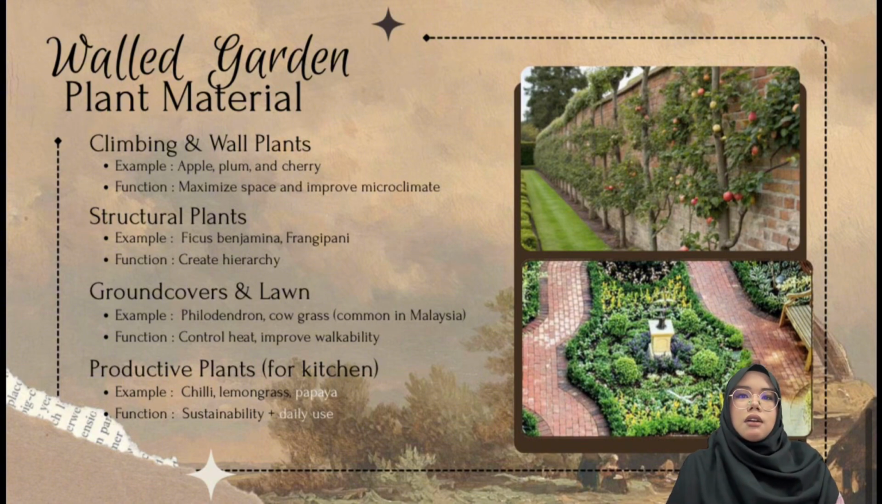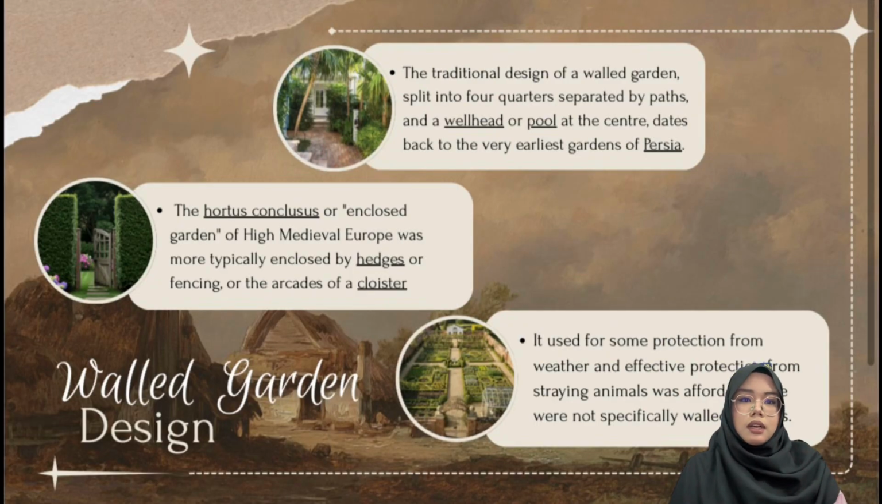The next is ground covers and lawn, for example, philodendron or cow grass, which is common in Malaysia. The function is to control heat and improve walkability. Last but not least, productive plants for the kitchen, for example, chili, lemongrass, and papaya, and the function is for sustainability and daily use. The next one is walled garden design.